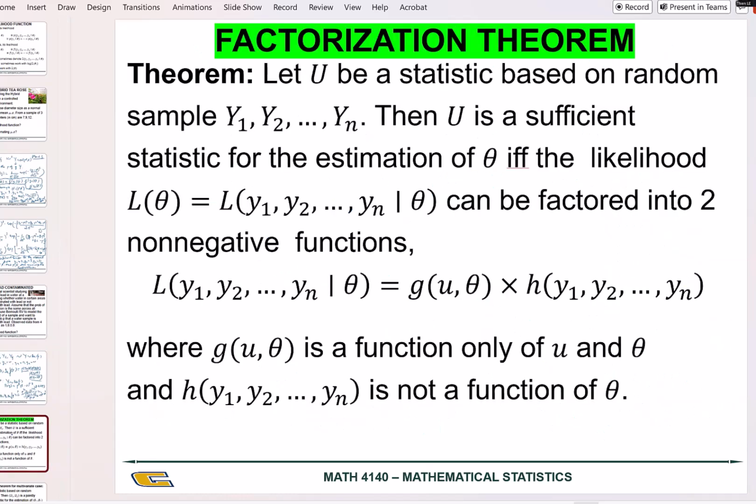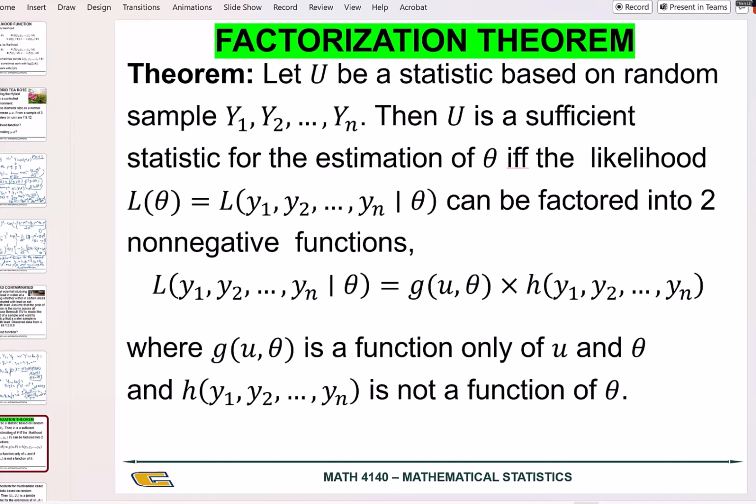So now let's look at this theorem where it helps you to find sufficient statistic. We call it the factorization theorem. So basically, U in the statistics is built based on y1 to yn. It's just a function g of y1 to yn, and then we say U is a sufficient statistic.